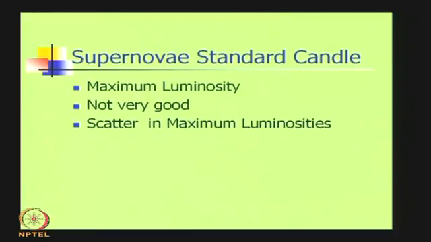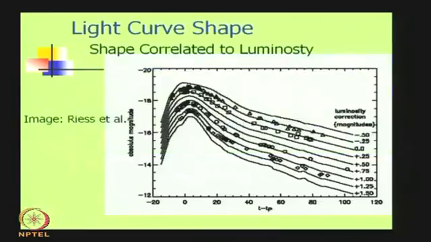in the maximum luminosity. So the distance that you infer will not be correct, because the luminosity itself is not the same across the entire sample. Well, let me show you the light curve shapes. The way people address this problem is to consider not only the maximum luminosity, but to consider the entire light curve. So this picture shows you the light curve for many supernova of different luminosities.